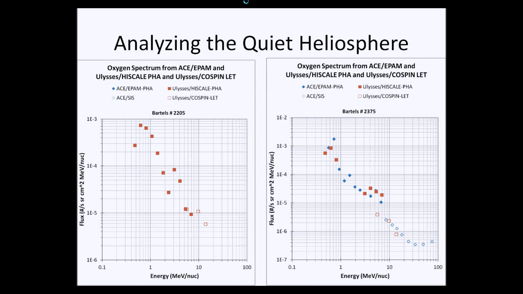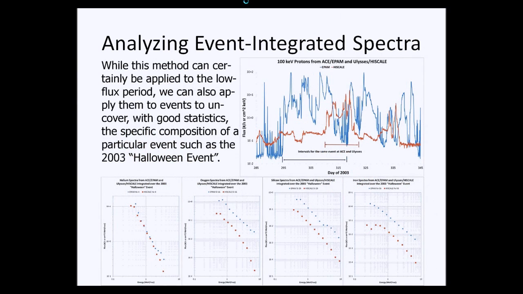This data set also lends itself very well to producing event integrated spectra. Here we show the results of integrating over the 2003 Halloween event seen by both ACE and Ulysses, albeit at slightly different times and over slightly different time intervals. We offer no analysis of this event at this time, beyond the presentation of the spectra shown here. We do find it interesting that while the helium fluxes are in very good agreement, the heavier ion spectra show a much higher intensity at ACE than they do at Ulysses.